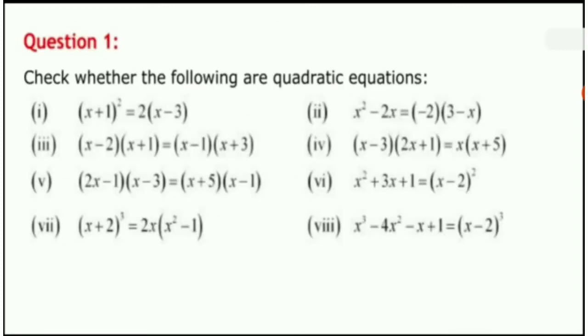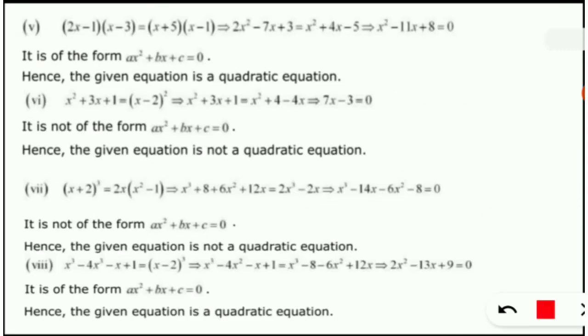Roman number 6, x² + 3x + 1 = (x − 2)². So left hand side as it is and right hand side (x − 2)², that means x² − 4x + 4. So both side x² cancel. So after simplification we will get 7x − 3 = 0.